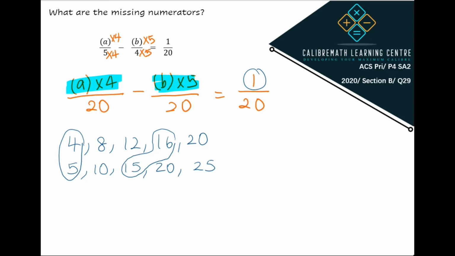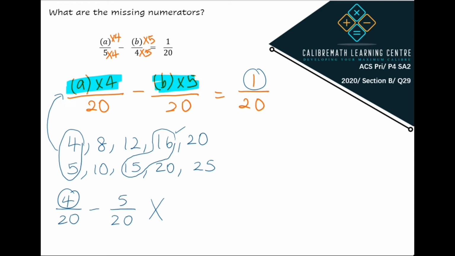So we are going to write the 4 and the 5 back to this fraction over here. So we will have 4 out of 20 subtract 5 out of 20. Now, is this correct? No. Why is this wrong? Because 4 is less than 5, so 4 will not be able to subtract 5. So this set is not possible. So let's try the next set. We have 16 and 15.